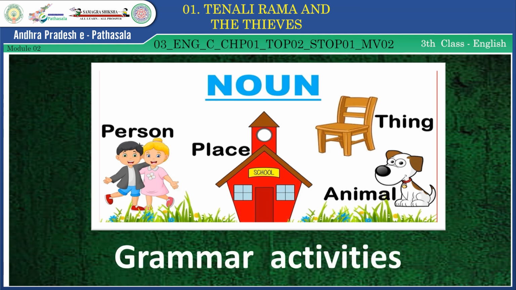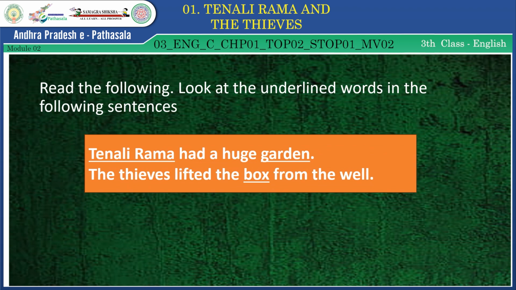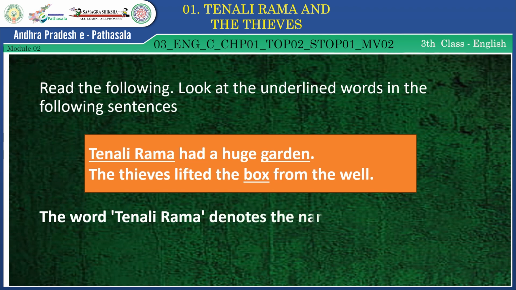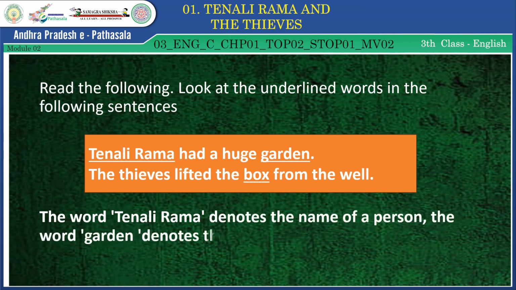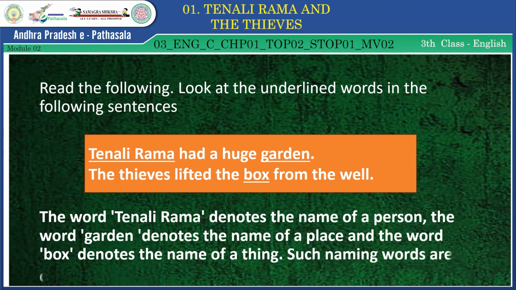Children, let's do some grammar activities. Read the following. Look at the underlined words in the following sentences. Tenali Rama had a huge garden. The thieves lifted the box from the well. The word Tenali Rama denotes the name of a person. The word garden denotes the name of a place. And the word box denotes the name of a thing. Such naming words are called nouns.